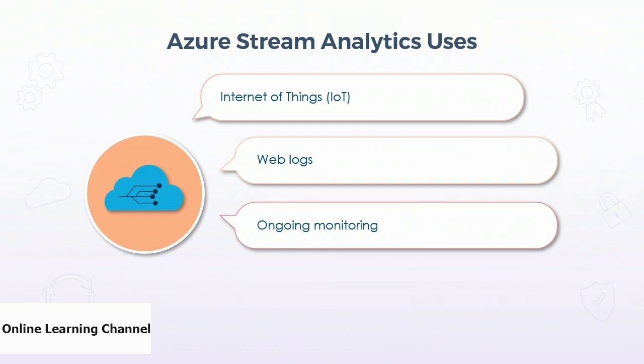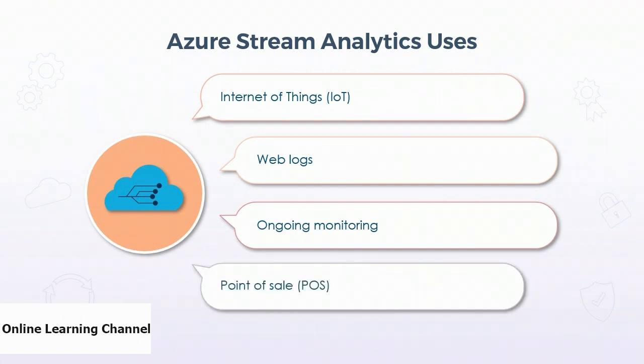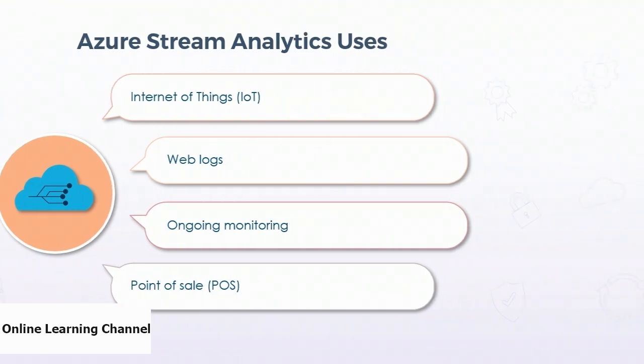Now, another potential use case is to use Stream Analytics at the point of sale. Now, the point of sale is the point in any service where the user executes payment for some goods or services. Stream Analytics can be used to monitor payments and exchanges to make sure that there isn't anything erroneous going on. So think of something like credit card anomalies.